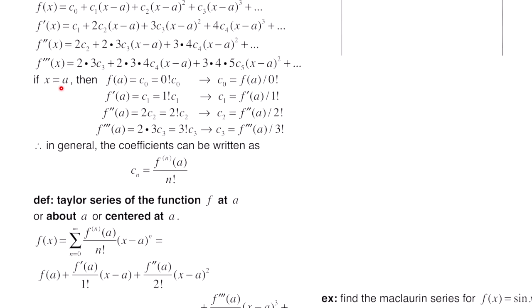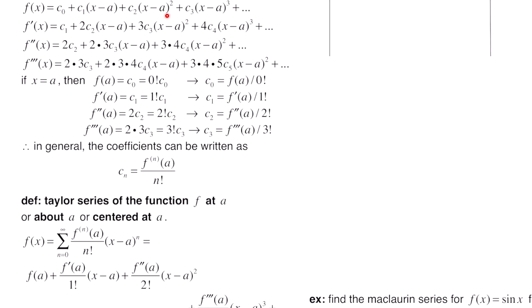Next, it says if x is equal to a, we take a and plug it in for x, and then we'd plug it in here, and so on. When we do so, it's going to make all of these terms cancel so that f of a is just equal to this c sub 0. Similarly, for the first derivative, when you plug in a for x, all of these terms will cancel out, so you get f prime of a is equal to c sub 1.